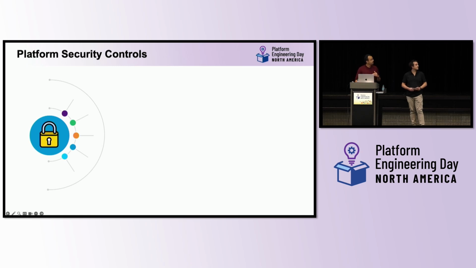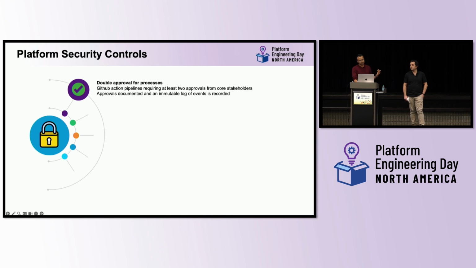Okay, looking at the security controls that come as part of the platform, the management cluster or the platform itself is deployed via GitHub Actions. GitHub Actions allows us to easily solicit and record approvals from multiple stakeholders, again, which is a PCI requirement. This also helps us maintain an immutable log of events: who approved it, when was it deployed, all of that stuff is automatically tracked.